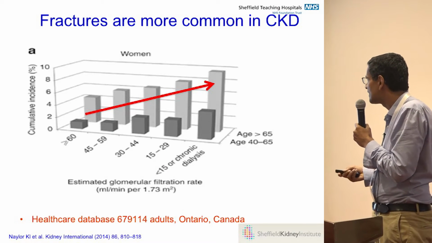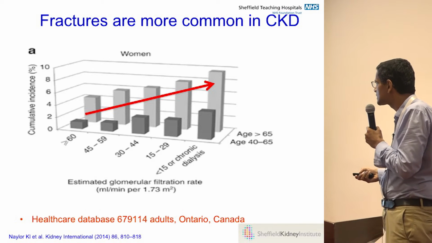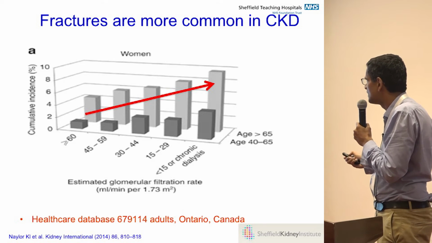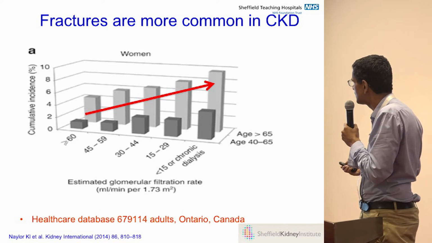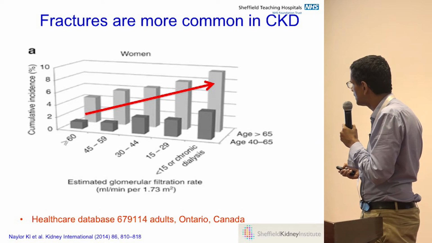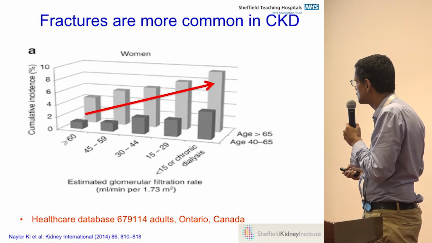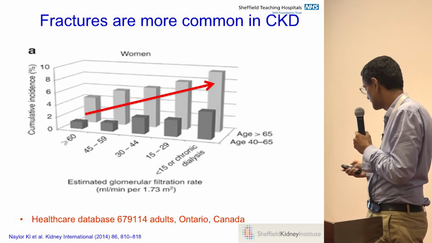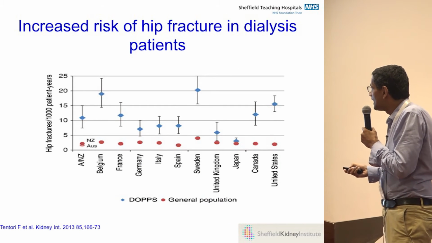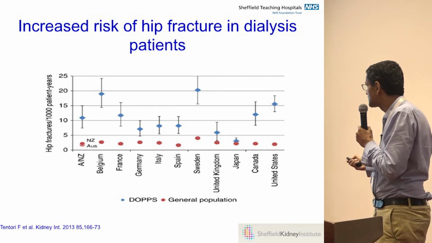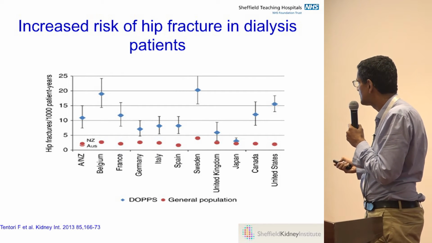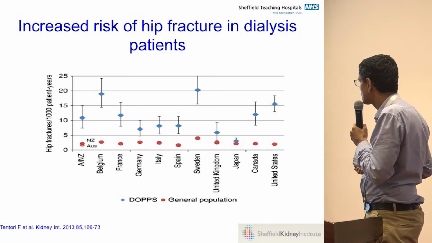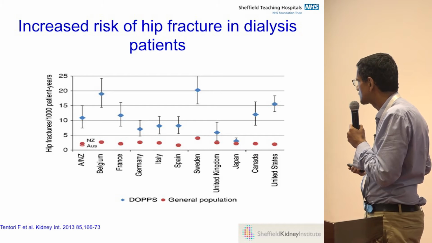And unsurprisingly, that will contribute, although not necessarily cause, an increased risk of fractures. So this is a Canadian database in women, but the same kind of picture in men, which is as your CKD stage declines, as your eGFR declines, your fracture risk increases significantly. And this is DOPPS data, again showing a similar thing, which is in the blue dots patients on dialysis. The red is the general population, and you see a much higher risk of hip fracture.